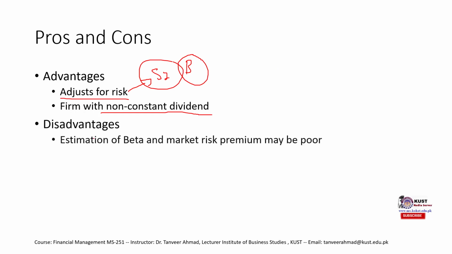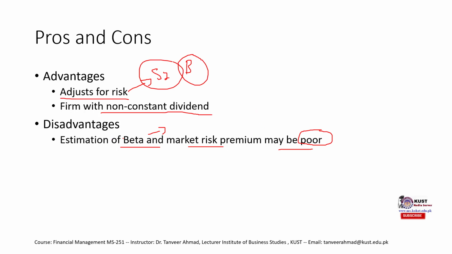The disadvantages are that the estimates of beta and market risk premium may be poor. So remember the beta value, although in this example it was already given, right? But later on when you progress, you would understand that we need to estimate the value of beta ourselves, and we need to estimate the risk premium. So our estimates of the market risk premium or the beta might be poor. It is not necessary, but if our estimates are not good, then this model will not give us better results.